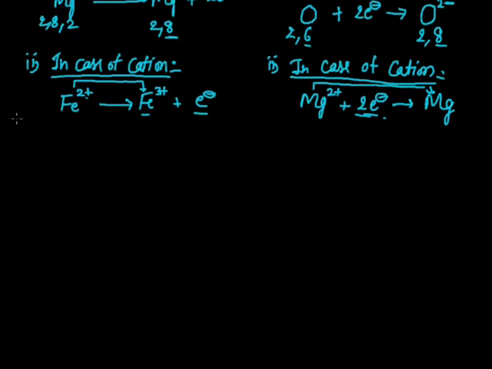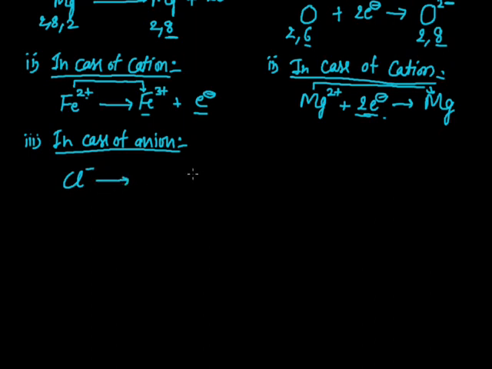And the third one is in case of anion. Now we can take an example, Cl-, that is a chloride ion. It donates one electron and converts into Cl. As we know, chlorine atom doesn't survive freely in nature, so we can put 2 here, and for balancing we can take Cl2 here and 2 electrons here. In this reaction, chloride ion converts into chlorine by removal of 2 electrons. So we can say that this reaction is an oxidation reaction, because in this reaction removal of electrons takes place.